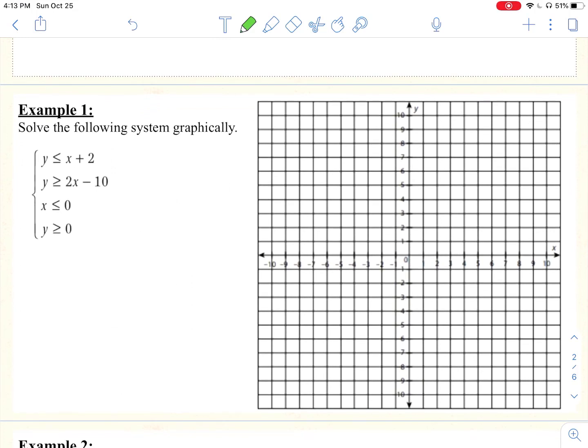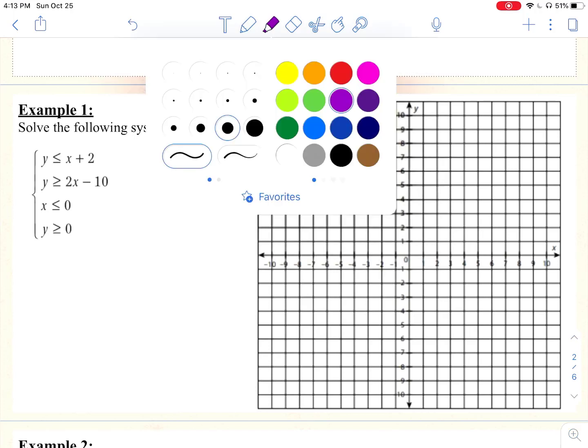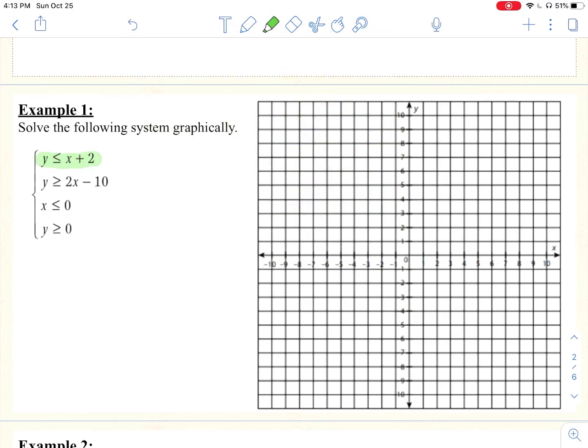One says solve the system graphically. We're first going to take a look at y is less than or equal to x plus 2. Based on our previous notes that we just took, we should realize that the first thing we should graph is our y-intercept, which is a positive 2.